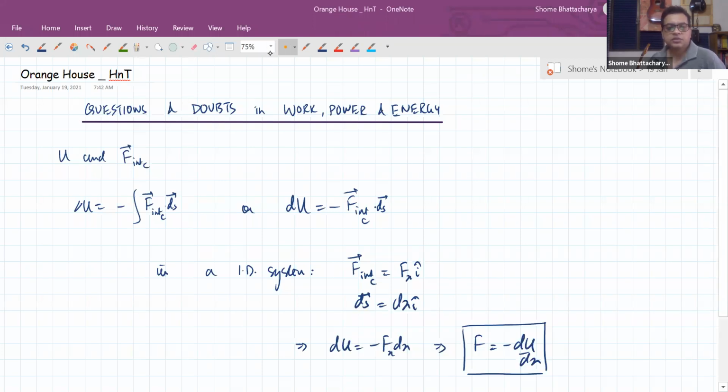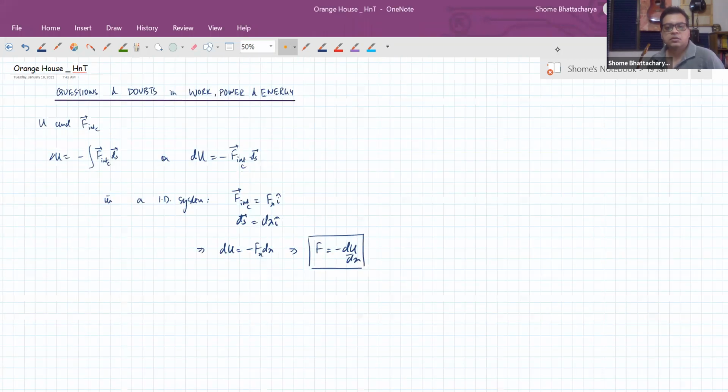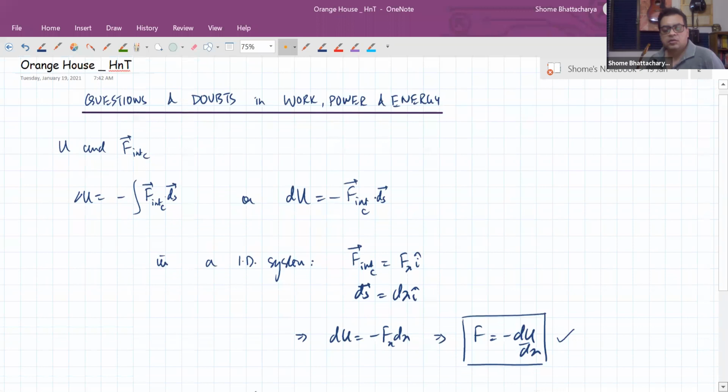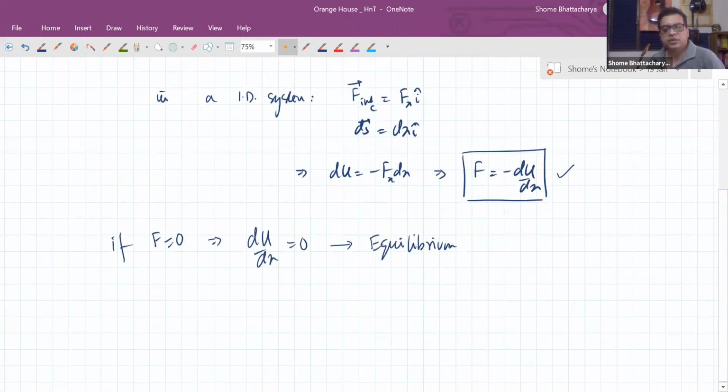Okay, so let's begin with a question based on this relationship. So this was the relationship between force and potential energy. And then we had also seen that if F is equal to 0 at a certain point, that means dU by dx is equal to 0. So there is an equilibrium position at that point. So this is the condition for equilibrium.